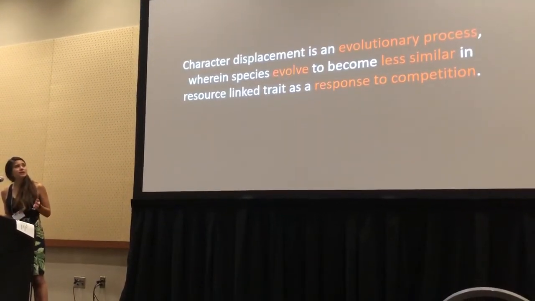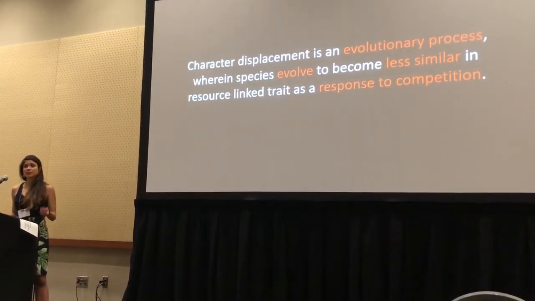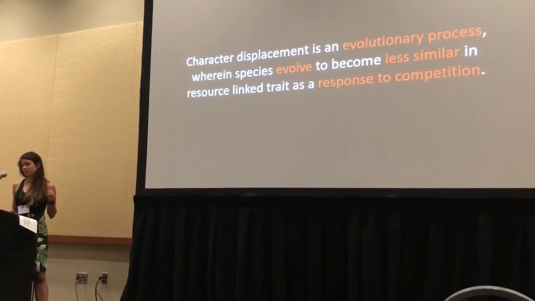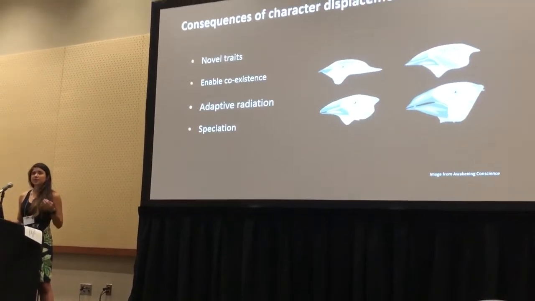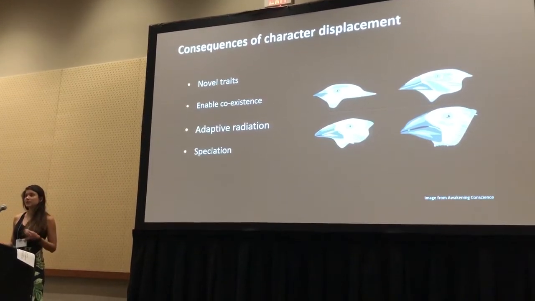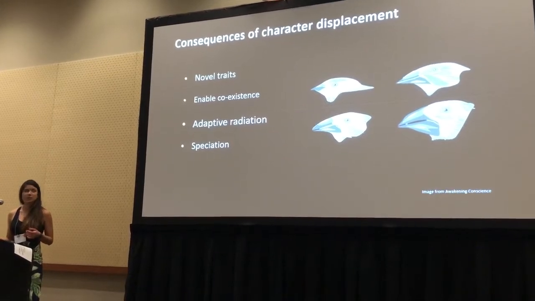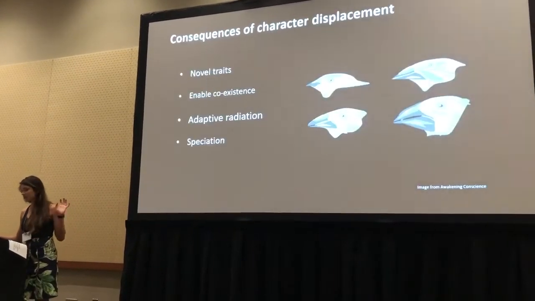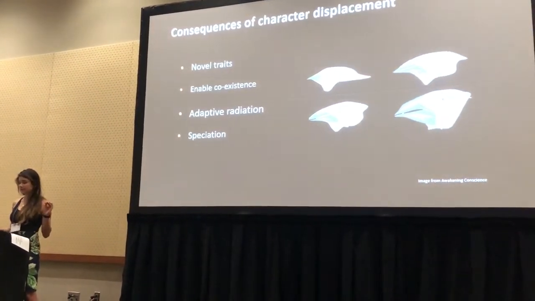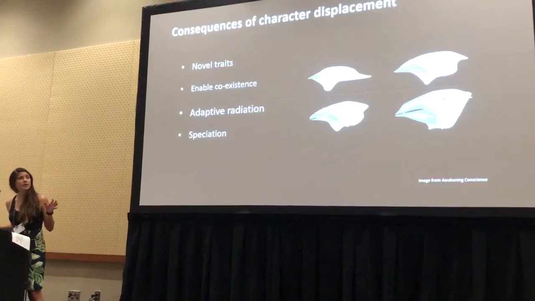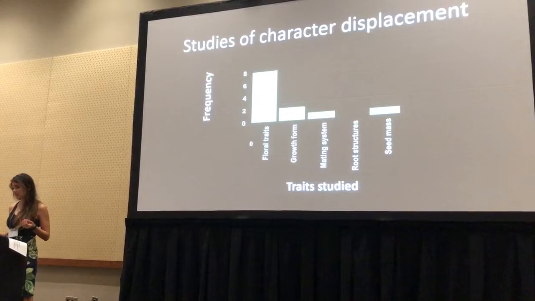And so quickly, character displacement is a process wherein species evolve to become more different as a response to intense competition for living resources. It can have important implications, such as leading to the evolution of novel traits, enabling species coexistence, even triggering adaptive radiation, and potentially leading to speciation. The traditional case is demonstrated on the right by a clip art image of the Galapagos finches, Darwin's finches, where these birds evolved in beak morphology and size as a response to intense competition for seeds.